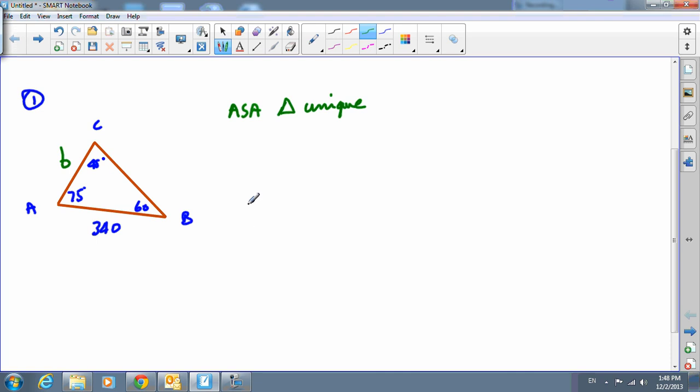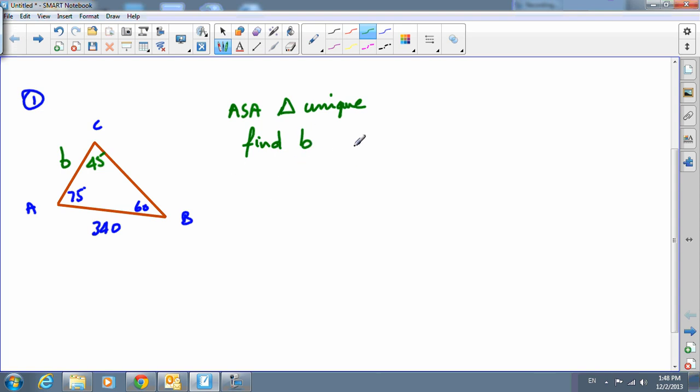Now, let's go ahead and find the missing angle. If I omitted one of these, you just use 180 minus the other two and you get the missing angle. So that's an easy fix. Now, let's go ahead and find b.